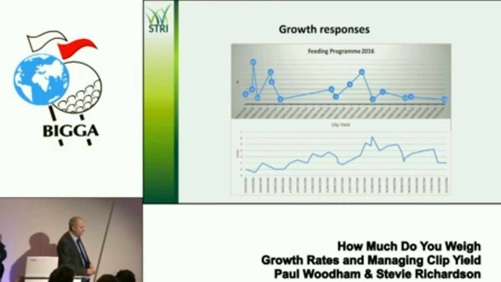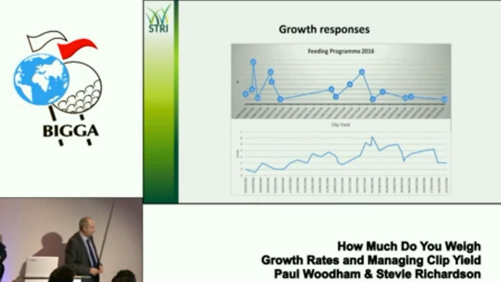So this is litres volume. We'll talk a little bit more about how we're collecting and measuring clip yield, but not much is going on until we get into May, and we're starting to get some response. In this situation, we're trying to get between 3 and 4 litres off a green that they're measuring.